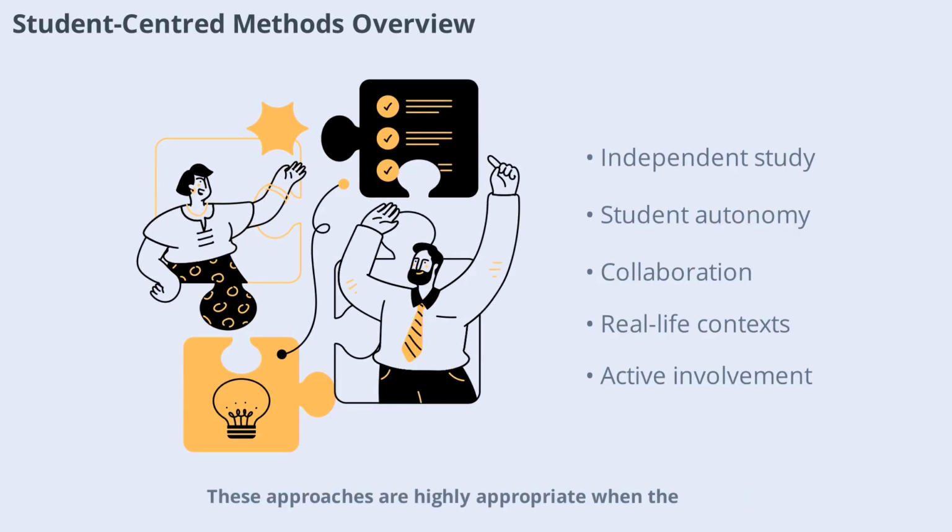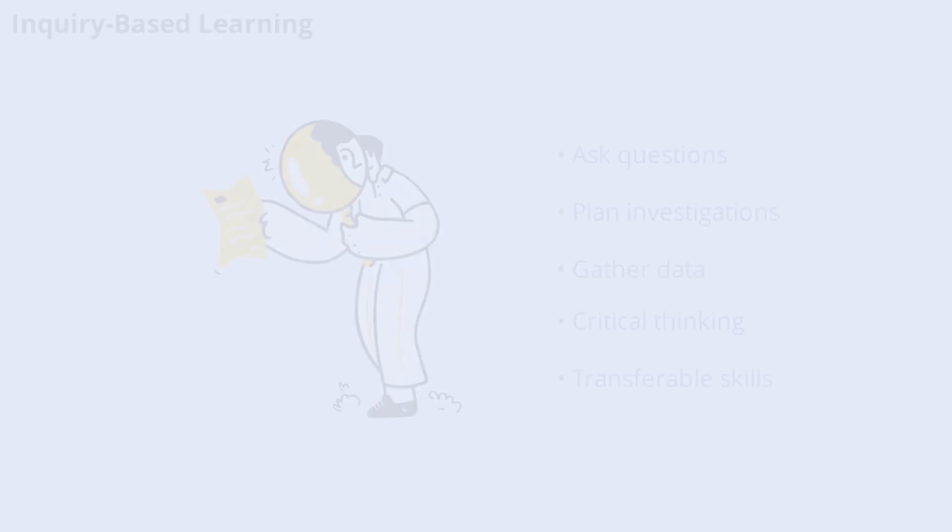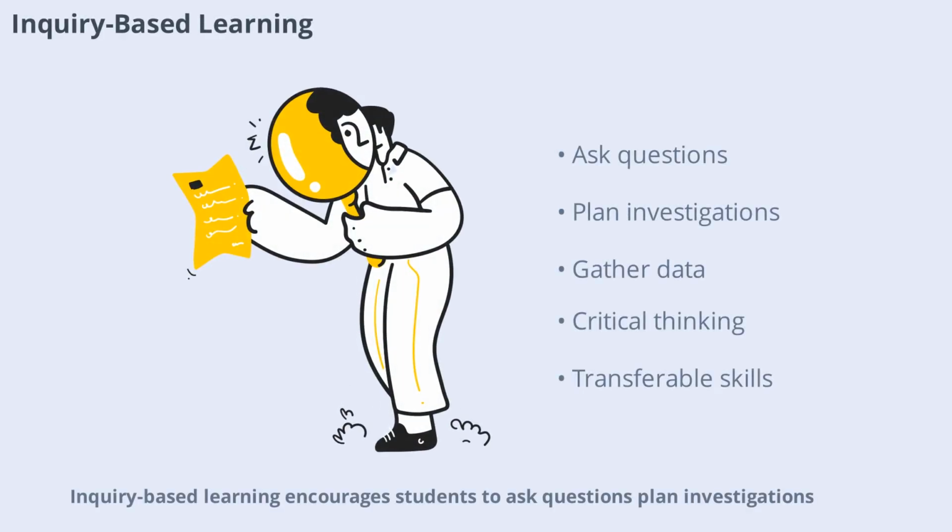These approaches are highly appropriate when the goal is to develop independent study skills, autonomy, and collaborative abilities. Student-centered methods include inquiry-based learning, discovery learning, problem-based learning, project-based learning, and resource-based learning. The focus is on active involvement, real-life contexts, and the development of effective learning strategies. Inquiry-based learning encourages students to ask questions, plan investigations, gather data, and think critically about evidence.